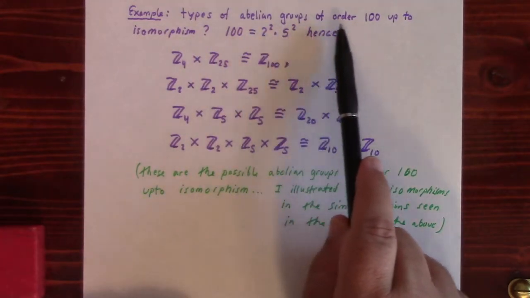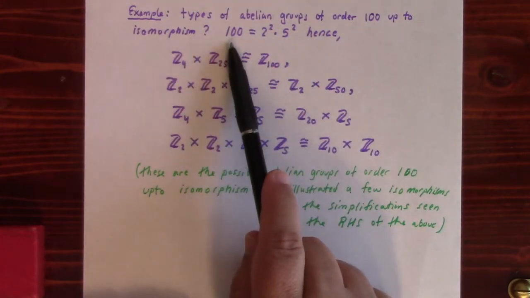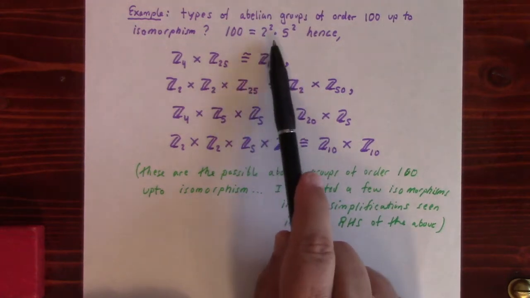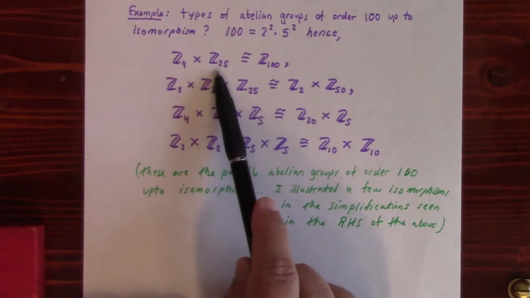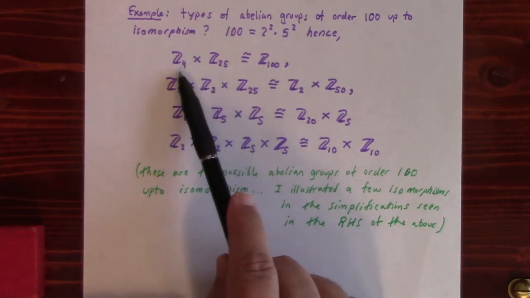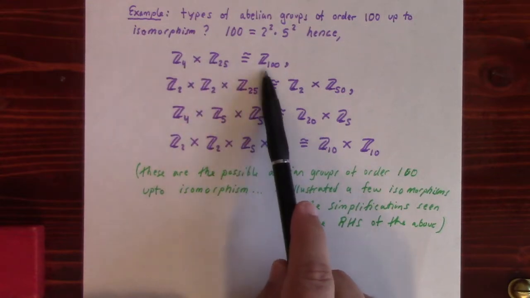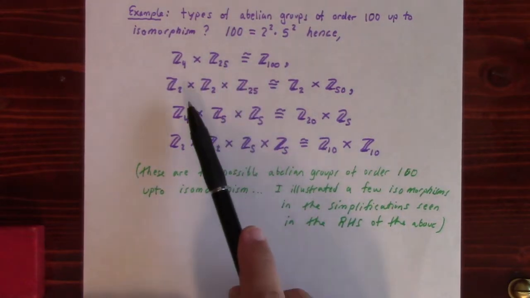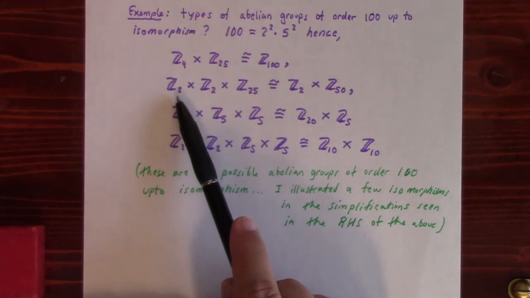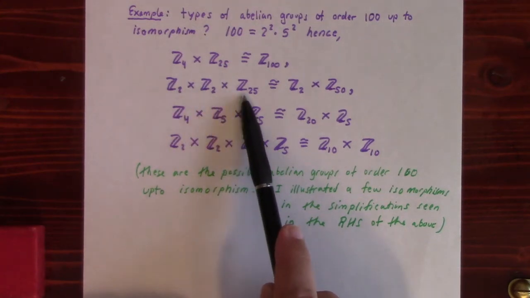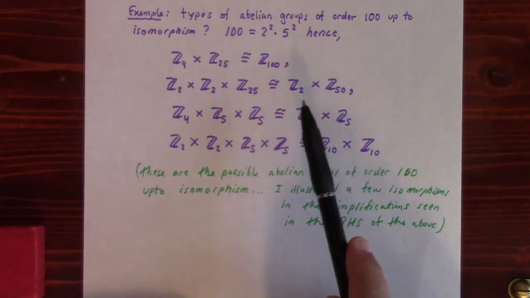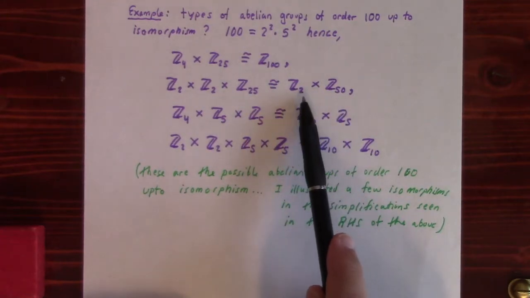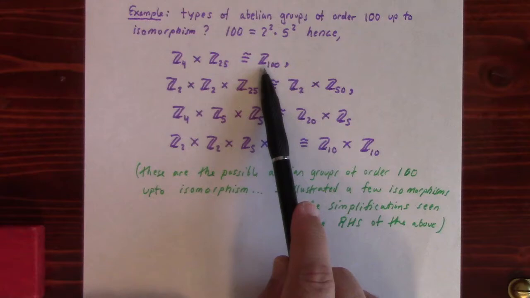How many types of abelian groups of order 100 are there up to isomorphism? Well, 100 is 2 squared times 5 squared, right? 4 times 25. Hence, there are different cases. You could have Z4 cross Z25. Now 4 and 25 are relatively prime, so in fact this is the cyclic group of order 100. In contrast, you could also have other ways to break up the prime powers. You could have Z2 cross Z2 cross Z25. For what it's worth, that's the same as Z2 cross Z50. This is not cyclic. There is a unique cyclic group of order 100. This is it up here.